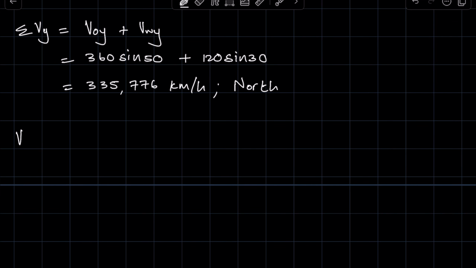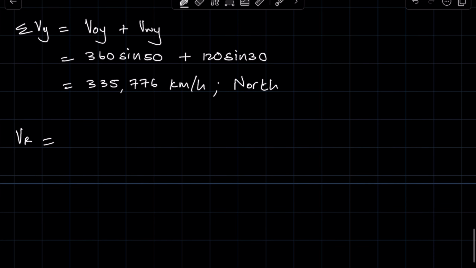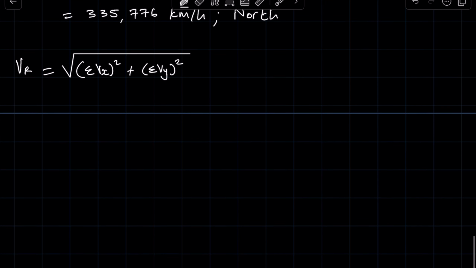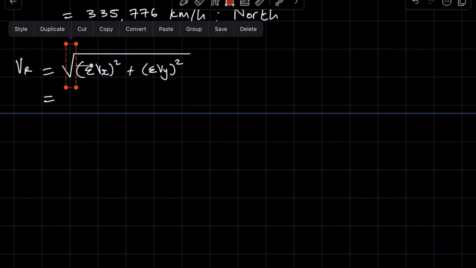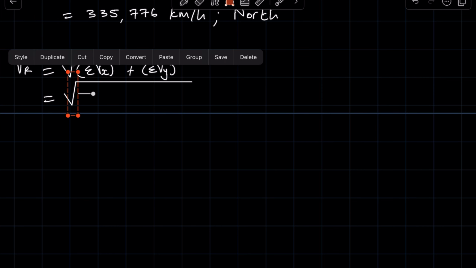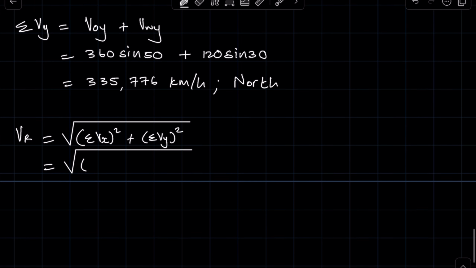So in using Pythagoras, we are then able to calculate the resulting velocity. And this is how we denote the resultant velocity: V sub r. So this will be the square root of the sum of Vx squared plus the sum of Vy squared. So this is equal to... now we substitute the sum of Vx.